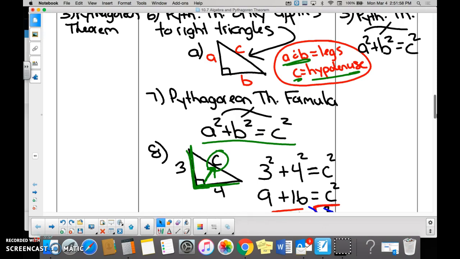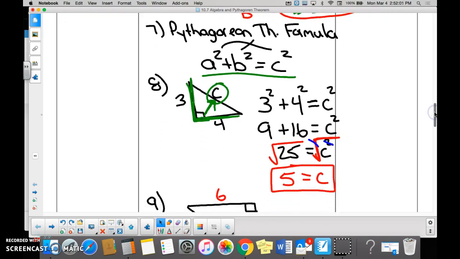So then for this problem, number 8, we took this leg, and we took this leg, 3 squared, 4 squared, and we didn't know what c was, right? What's 3 squared, you guys? 9. What's 4 squared? 16. And we still don't know this, right? What's 9 plus 16? 25. And we still don't know what c squared is.